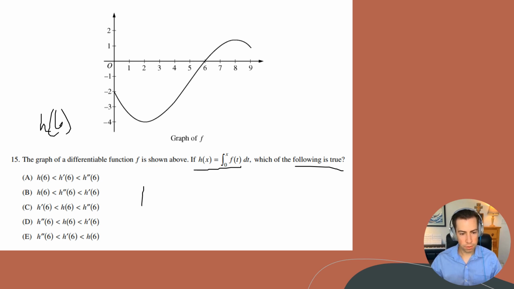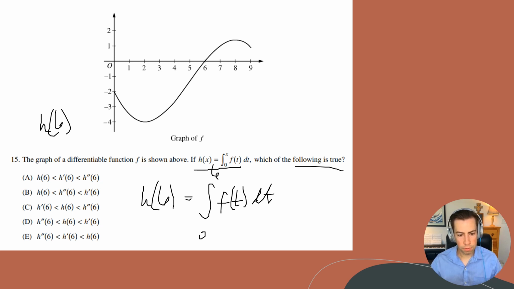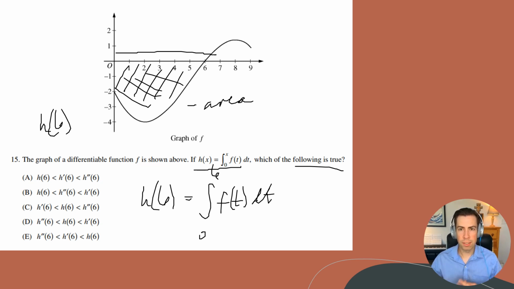So if I have h of 6, this is going to end up being the integral from 0 to 6 of f of t dt. Now, the way that I can figure this out is to figure out what the area is going to be. So if I go from 0 all the way to 6, it's going to be all of this area here. Now I know that this is negative area, so I don't really need to know the actual sum, but I'll just say it's got to be negative, right?